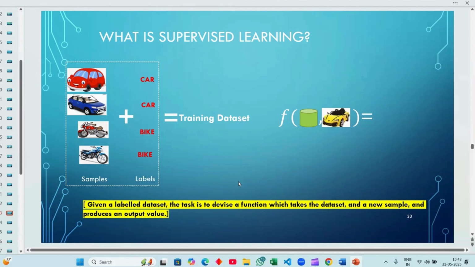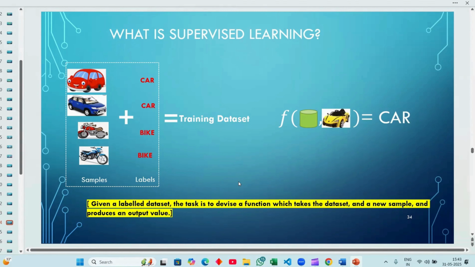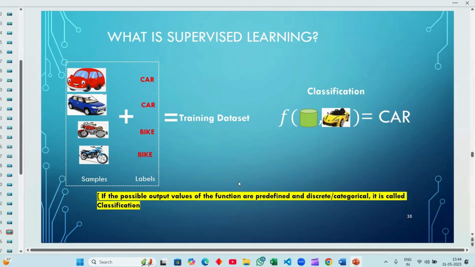Okay, given a labeled data, the task is to devise a function which takes the data set and a new sample and produces an output value. We match whether it is a car or not, whether the sample is present in our required data set, no, because it didn't. Okay. Given a labeled data, the task is to devise a function which takes the data set and new sample and produces an output value. If the possible output values of the function are predefined and discrete, that is, categorical, it's called classification.